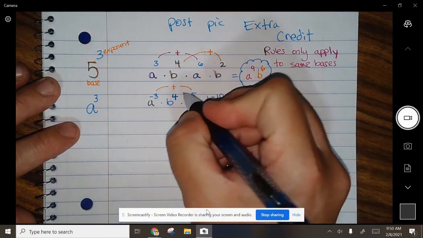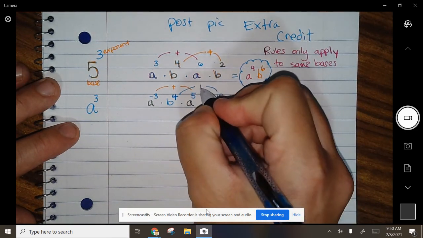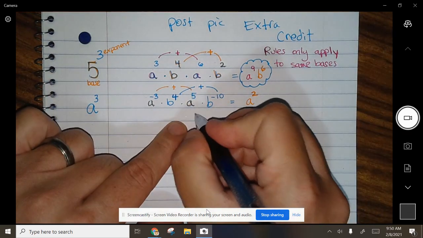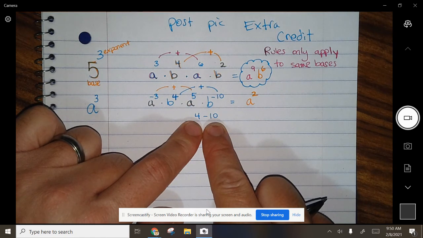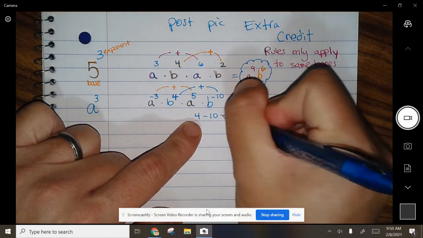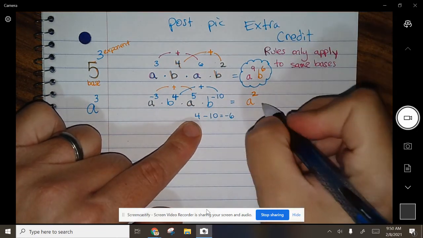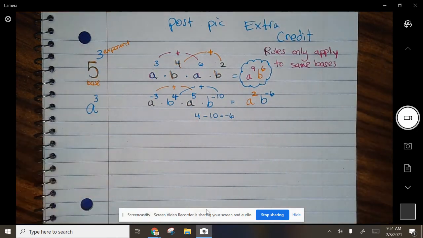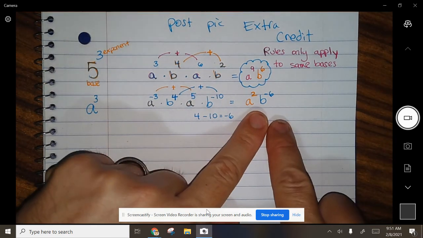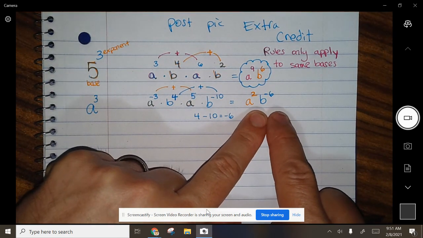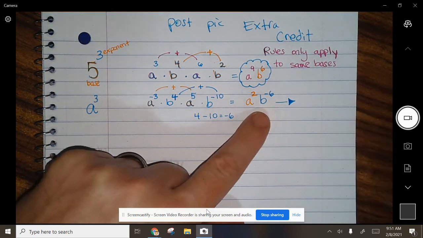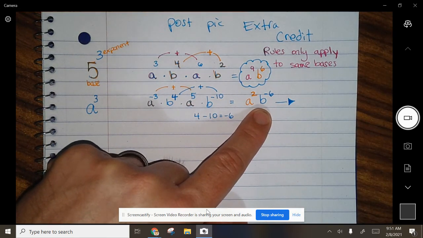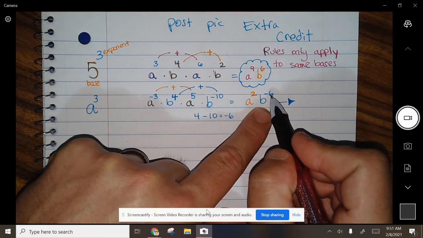Now, though, this part here, you're still going to add these two, but when I get a 4 and a negative 10, when you bring those together, if you had to put this in the calculator, you would get negative 6. So you could put B to the negative 6, which is fine, but it's not a final answer. If I saw this, I would maybe give it half credit because it's not completely done, because you're never allowed to have a negative in your answer.